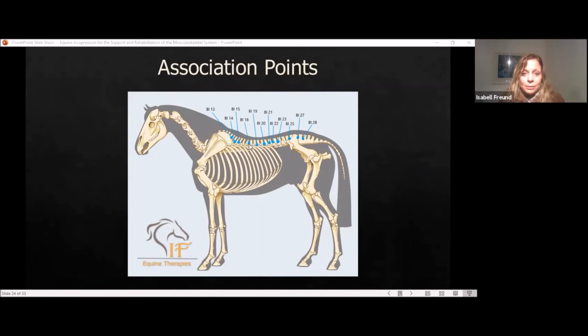Bladder 18 is the one for the liver. It's in the 13th and 14th intercostal space. There are actually two points, so there's 18 and there should be another one here. And bladder 19 is the one for the gallbladder, which is in the 15th intercostal space.